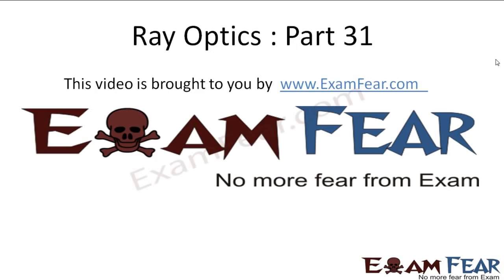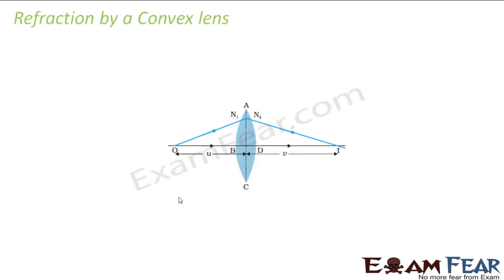Please make sure that you have watched all the videos till Part 30 before going ahead with Part 31. So now let us go ahead and look at the refraction by a convex lens. Here we will see how exactly the refraction takes place.